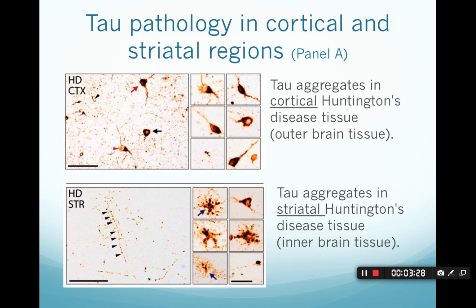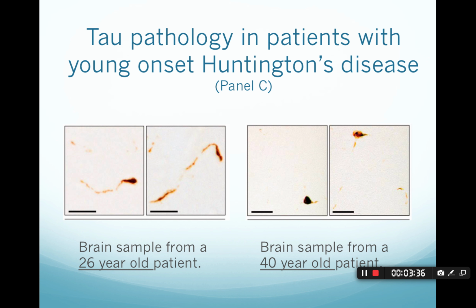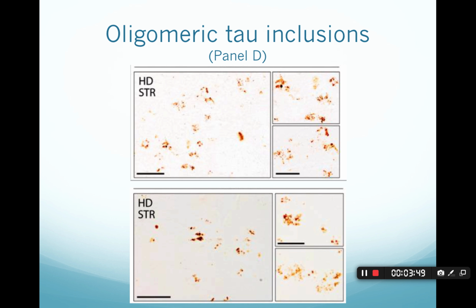For reference, the scale bar in the larger images represents 50 micrometers, and the scale bar on the smaller insets reflects 20 micrometers. These images show phosphorylated tau aggregates from patients with young-onset Huntington's disease. The image on the left is from a patient who died at 26 and the right at 40, both from Huntington's disease. This image shows oligomeric tau inclusions in striatal Huntington's disease tissue, which are the numerous orange shapes you see in these images.